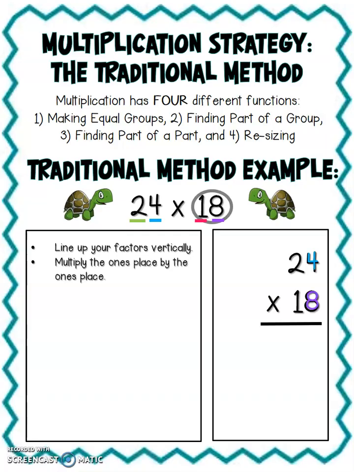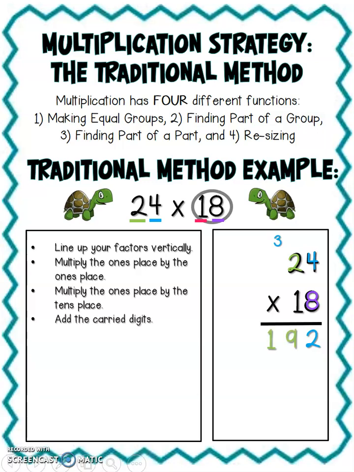So I'm going to multiply the ones place by the ones place. In this case, 8 times 4 is 32. Again, I can only put one digit per place, so I write down the 2 and carry the 3. Then I need to multiply the ones place by the tens place. 8 times 2 is 16, but I can't forget about those carried 3 digits, so I need to add those to get 19.